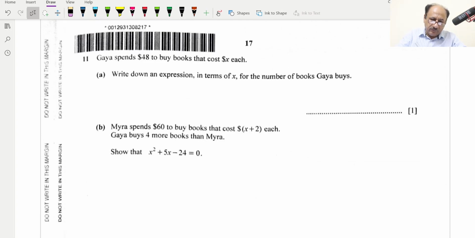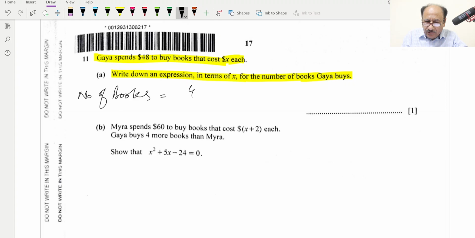Question number 11. Gaia spent $48 to buy books that cost x each. Write down the expression in terms of x for the number of books Gaia buys. So this will be 48 books, so number of books will be equal to 48 over x, so this will be 48 over x.